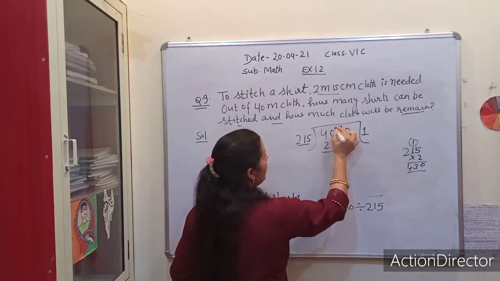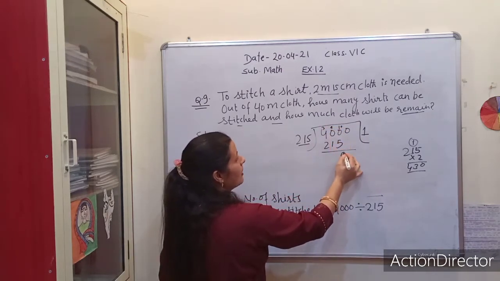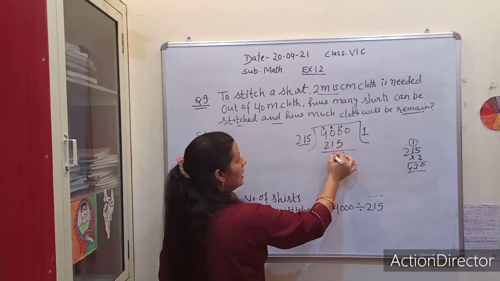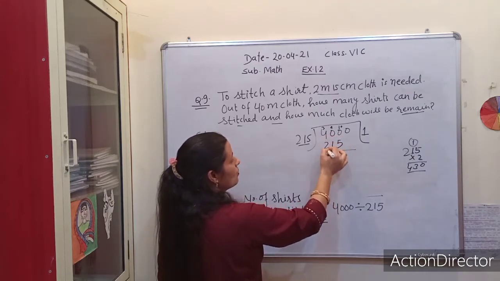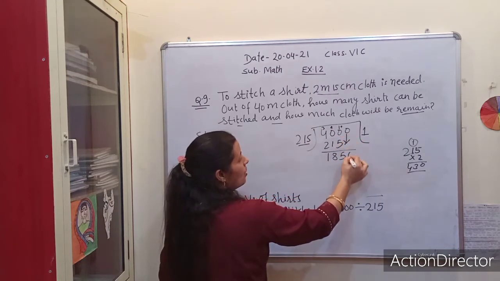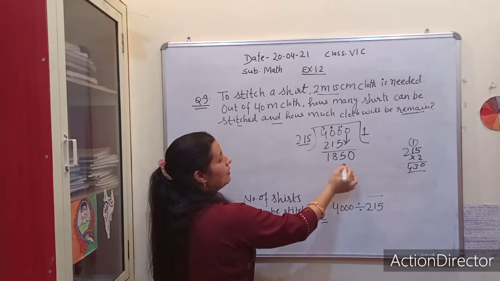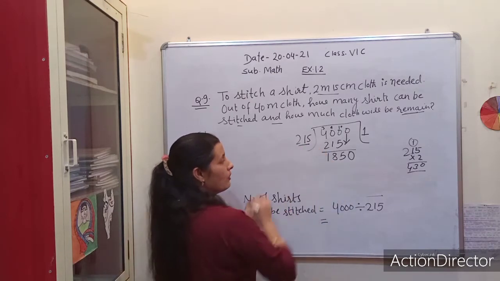10 minus 5 will be 5. 9 minus 1 will be 8. And 3 minus 2 will be 1. Okay, so now copy down this 0. 1850. Now, how many times will 215 go into 1850?